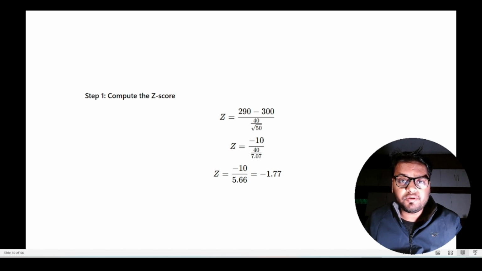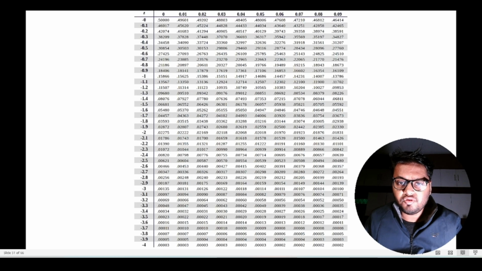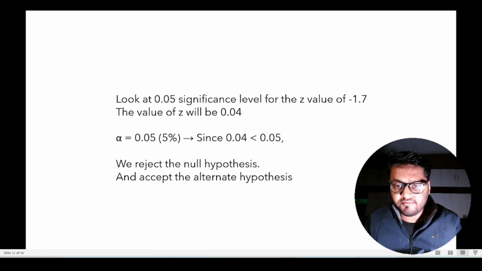Next, we look for the value in the z table at a 0.05 significance level. Here the z value is minus 1.77. The value comes out to be 0.04, which is less than the significance level of 0.05. So we can say that we reject our null hypothesis and accept our alternate hypothesis, meaning the average battery life is not equal to 300 hours.